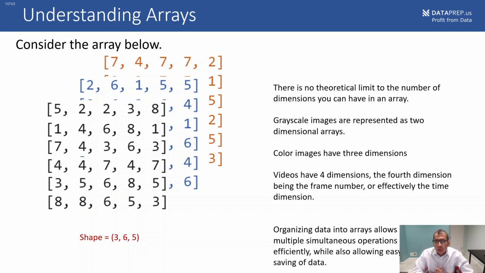In fact, there is no theoretical limit to the number of dimensions you can have in an array. However, you cannot represent more than 3 dimensions in any way which can be visualized by us as humans, because we live in a 3 dimensional world and our brain can only perceive 3 dimensions. We could have 4 dimensional, 5 dimensional, and additional dimensions as well.